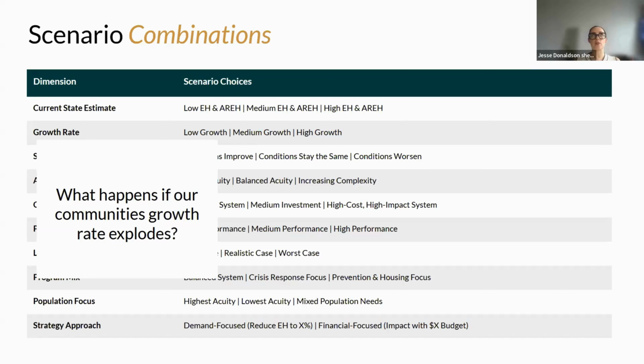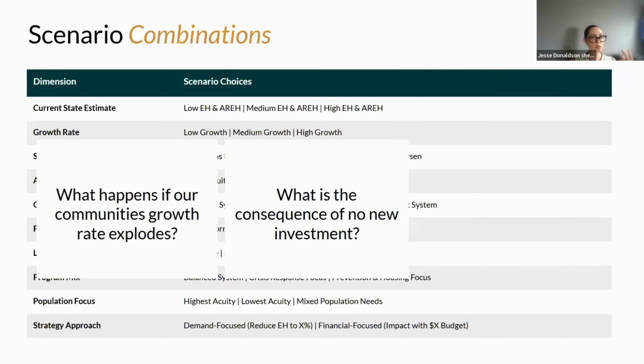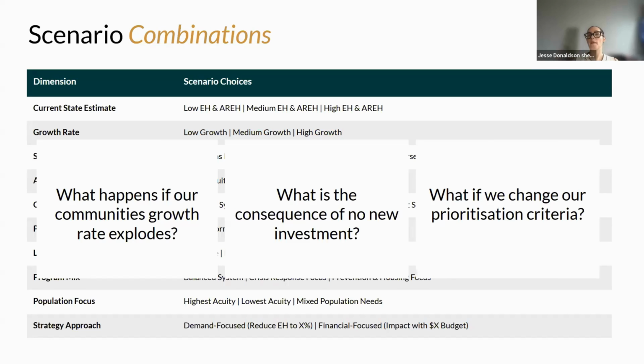So here are 3 common questions that are less complex than looking at these scenario choices. What happens if our community's growth rate explodes? What is the consequence of no new investment? That's fine if we can't invest money, but if we can't, what does everyone need to understand, eyes wide open, in this community, in this local government, in this nonprofit about what we can expect? And what if we change our prioritization criteria?